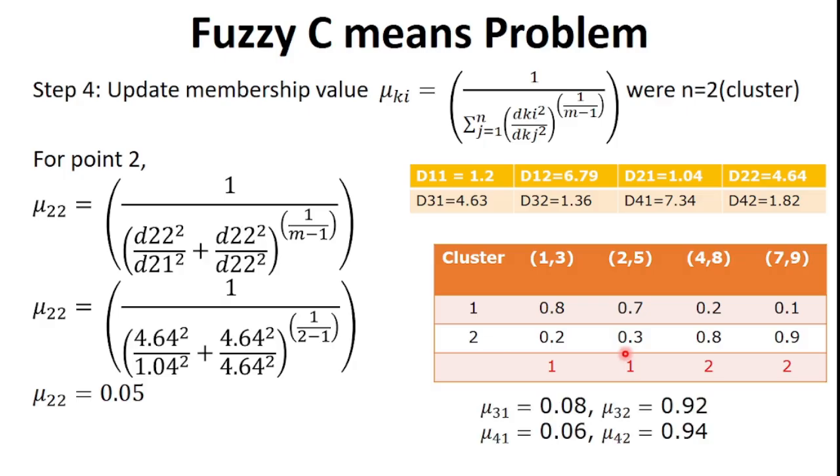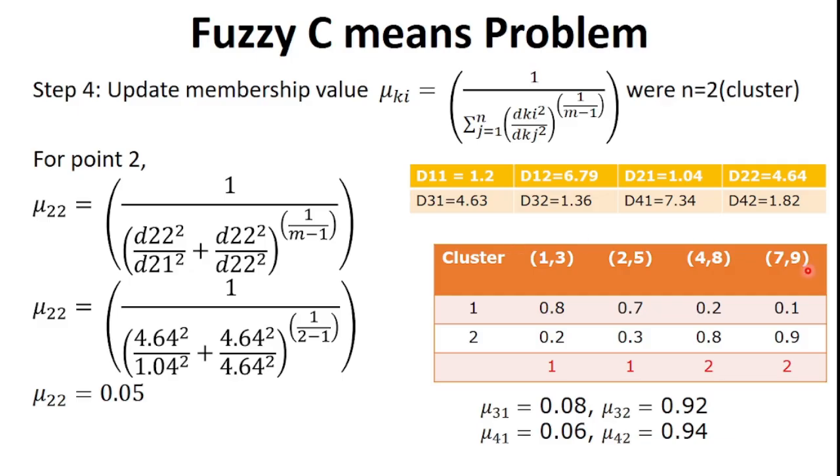Now it is updated to 0.05. Same, namely repeat the process for mu31 and mu32. You will get 0.08 and 0.92, and for this case earlier it was 0.1, now it is 0.06, and earlier it was 0.9, now it is 0.94. It belongs to cluster number 2.